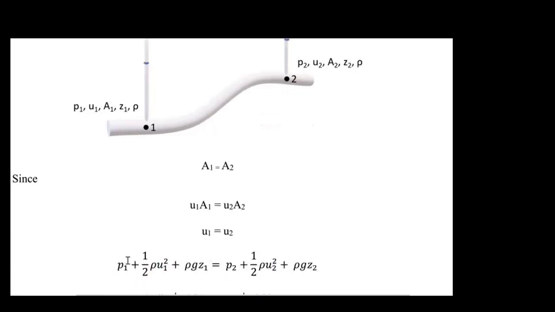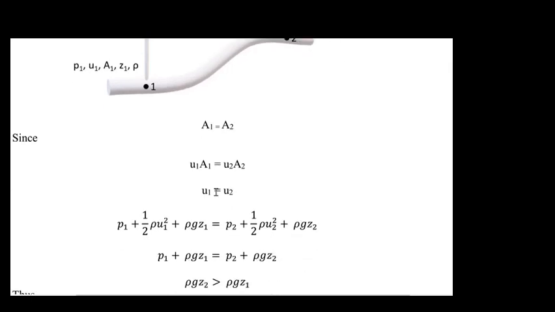So let's now consider Bernoulli's equation. We've got our pressure, we've got our kinetic energy, we've got our potential energy. Now, if U1 is the same as U2, half rho U1 squared is clearly the same as half rho U2 squared. So those two will cancel each other out, so we can neglect those terms. That simplifies Bernoulli to this: P1 + rho g Z1 is equal to P2 + rho g Z2.